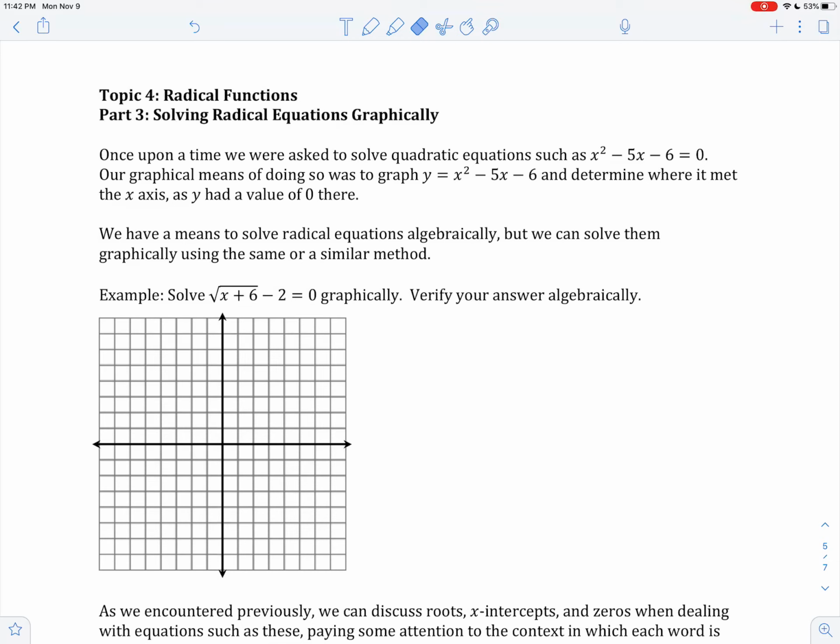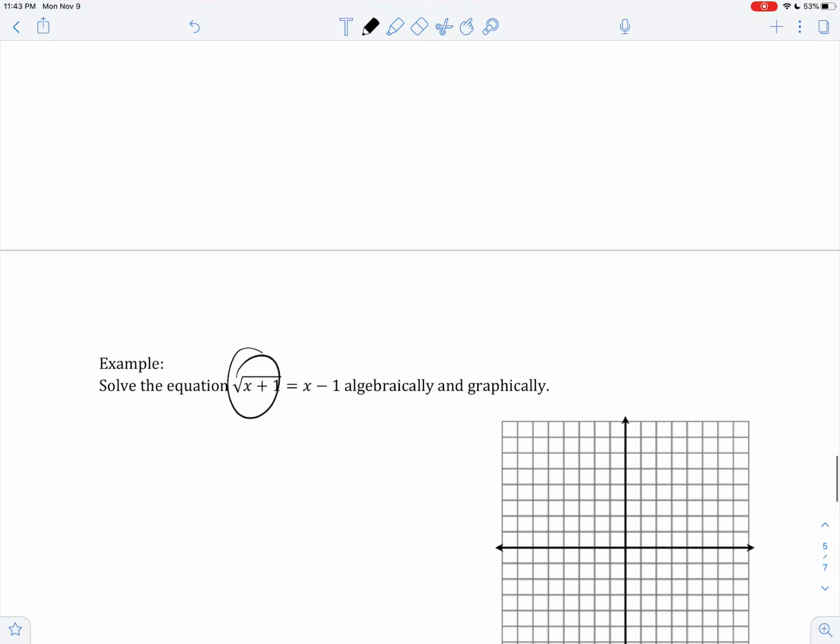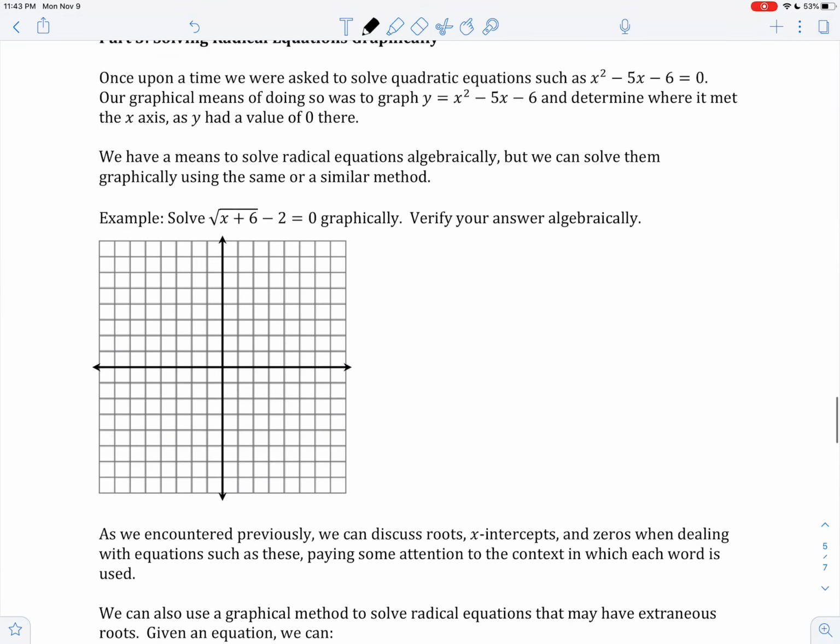Welcome to the end of a very short unit for our radical functions. Today we're looking at solving radical equations graphically. And we're going to see two types of radical equations that we can solve graphically. One where we've got everything punched on one side, and the other side is 0. Or another case where you've got expressions on both sides of this equal sign to create the equation.